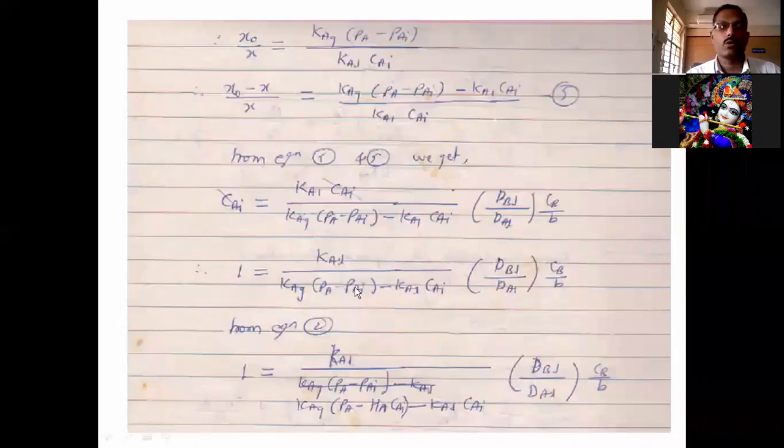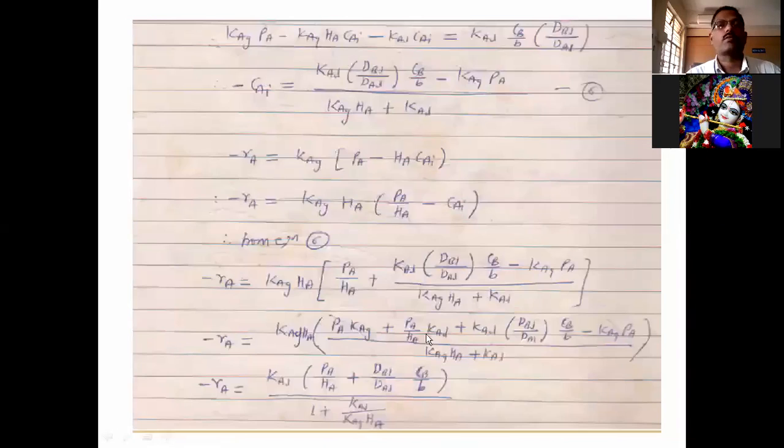This is the only unknown. Okay, so Pi, we put Ha into Ci in this equation, and solve this equation this way. So we get minus Ci, which is equal to Kl into dVl upon dL into Cb upon B minus Kg into P upon Kg Ha plus Kl, equation 6 we obtain. So Cai, this value we calculate here, and all the terms are known.